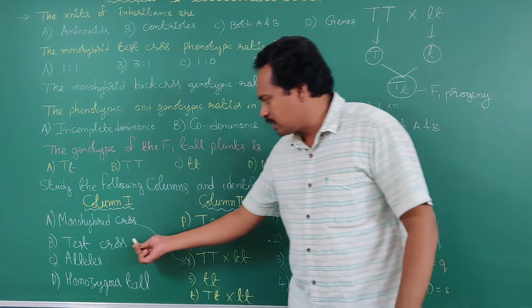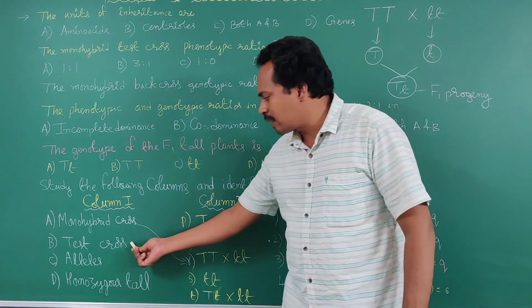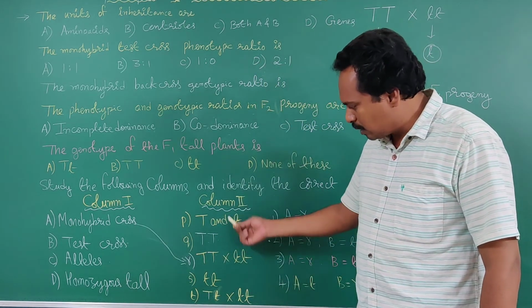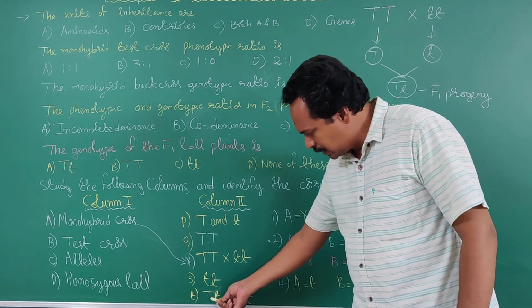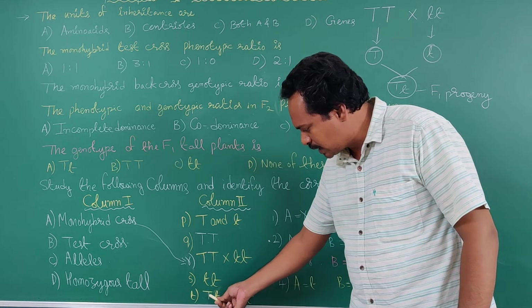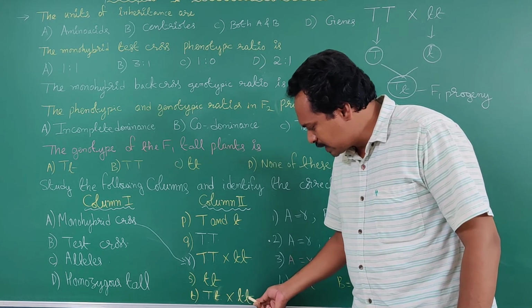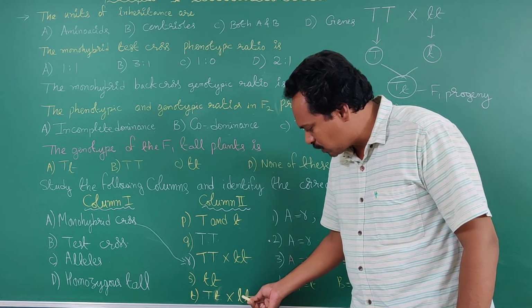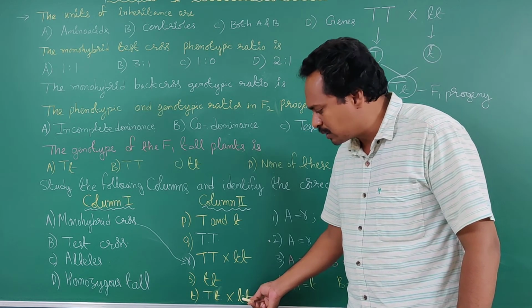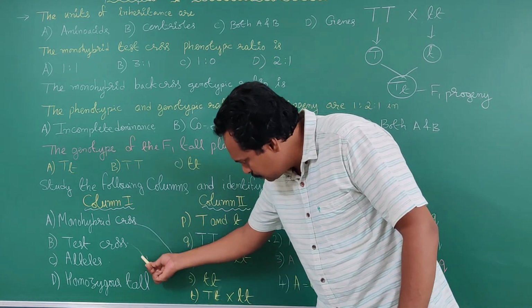Next, test cross. In a test cross, the F1 progeny is crossed with a homozygous recessive parental plant. In column 2, look here: the F1 progeny genotype is capital T small t. The homozygous recessive dwarf pea plant genotype is small t small t. So B test cross is T.